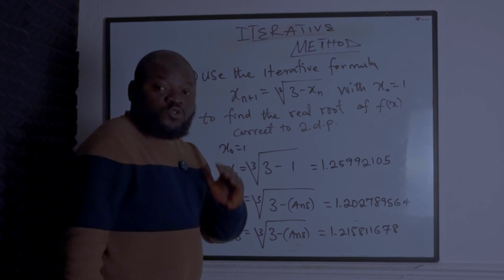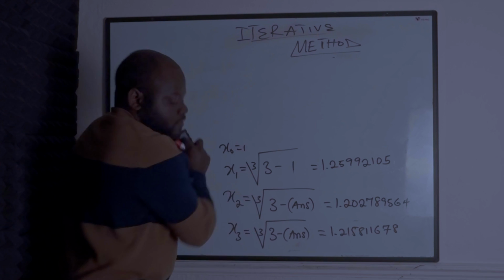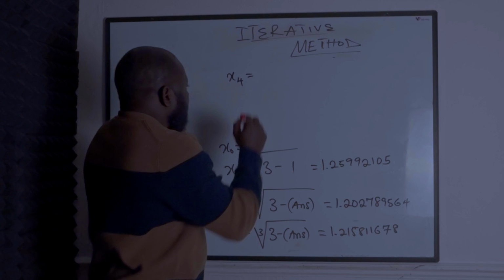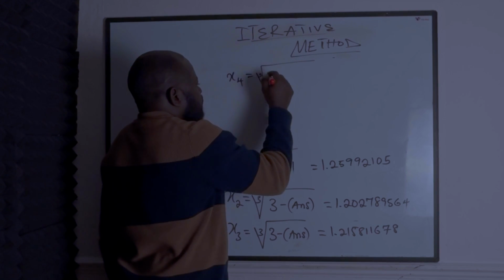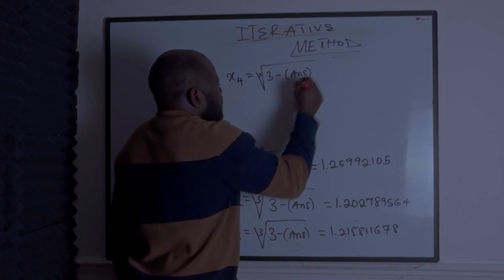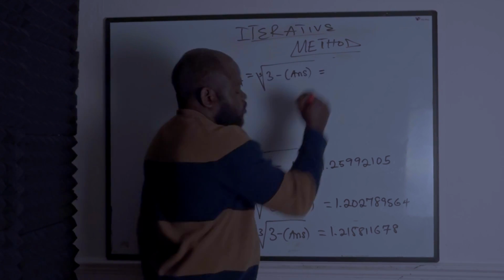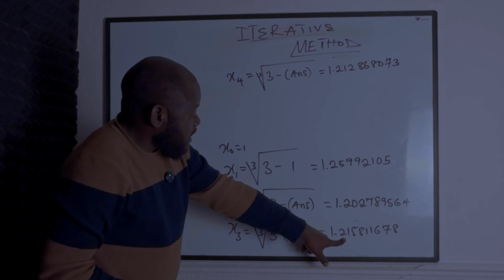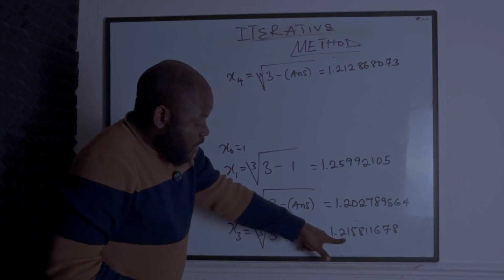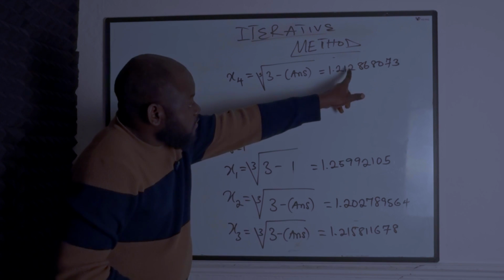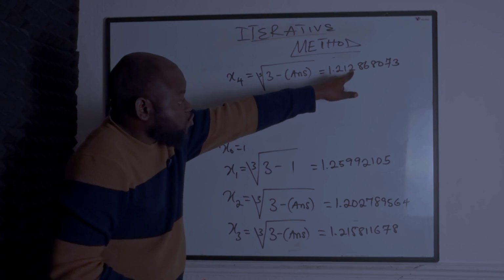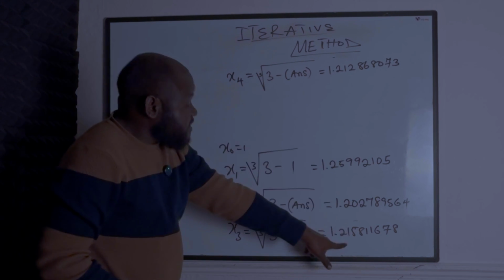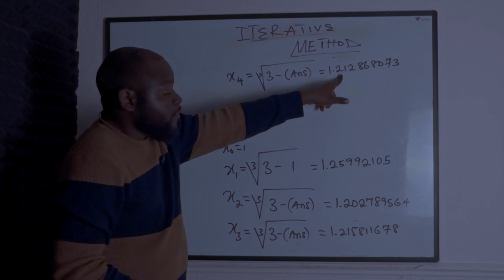But the question says to 2 decimal places. We need to get to x4. So for x4, we do the same thing. The cube root of 3 minus the answer that we get for x3. And that will give us x4. So if you compare this value and this, you get to see that this second one is not increasing again. To 3 decimal places now, it is this 2 that is going to increase. This one is not going to increase. So with the look of things now, we can safely see our result is 1.21.